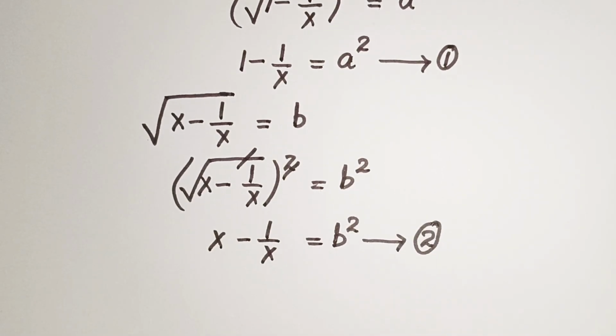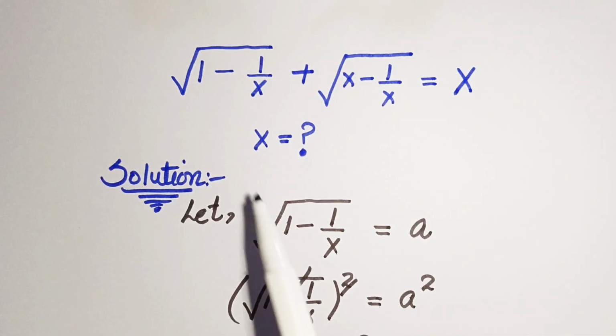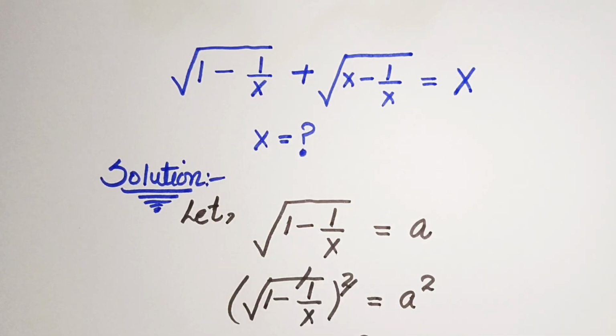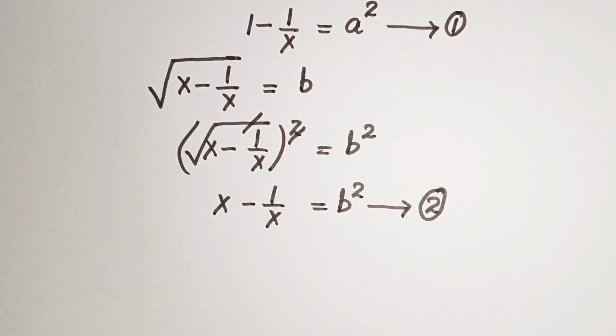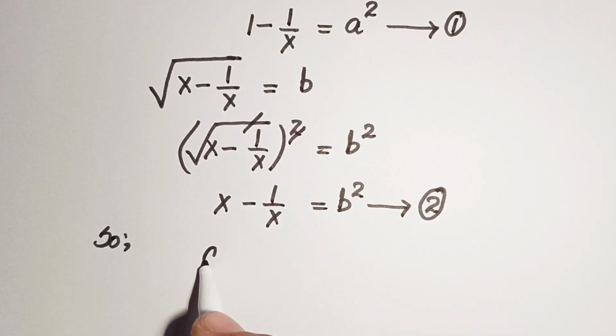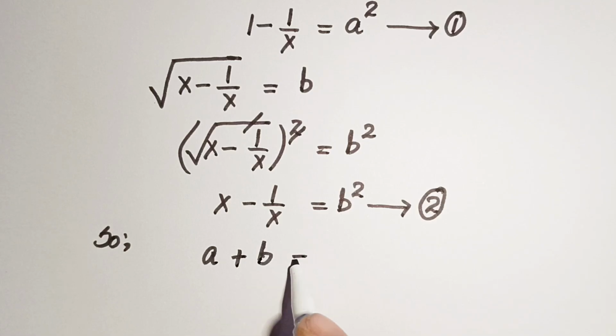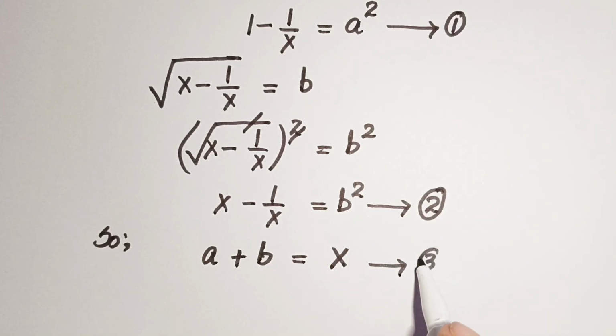Now here our value of a is equal to the square root of 1 minus 1 over x. It is our a and it is our b. We have just supposed that. So now if we add a plus b, a plus b is equal to x, because we have supposed that the value of a is the first term, the square root of 1 minus 1 over x, and b is the square root of x minus 1 over x. So let's say it is our equation number 3.